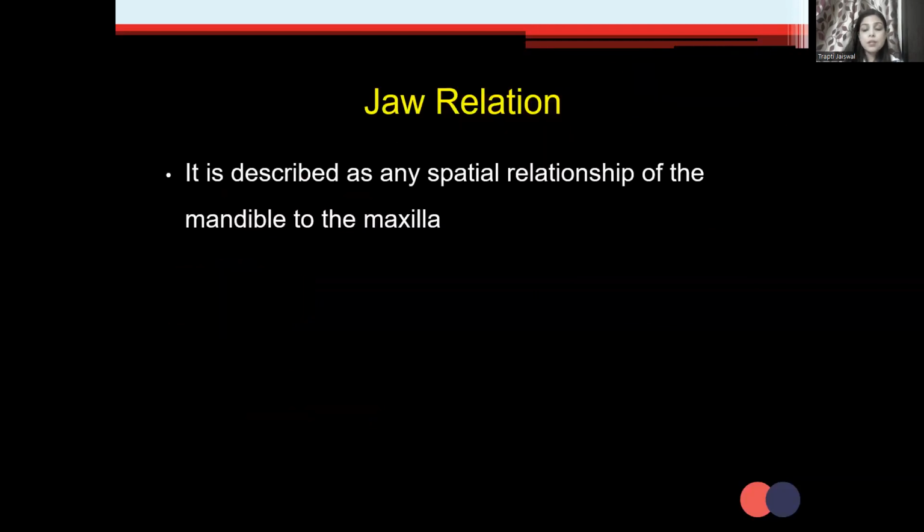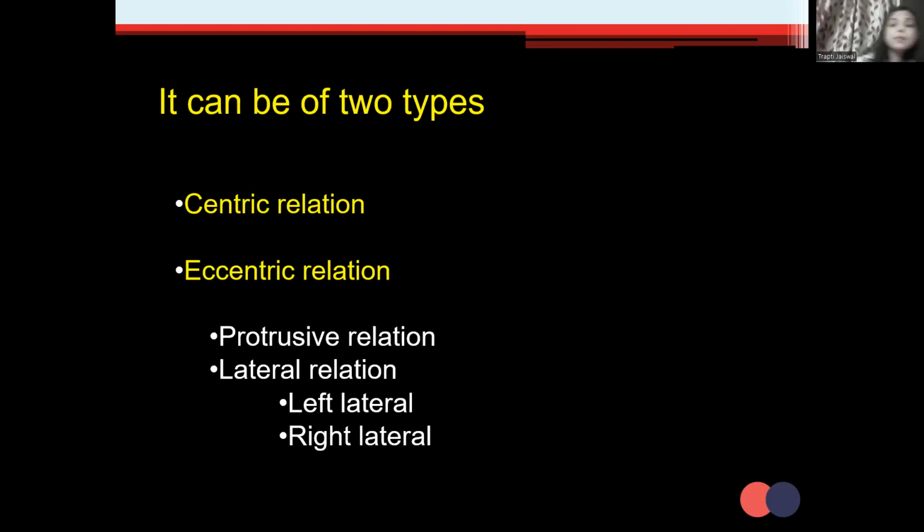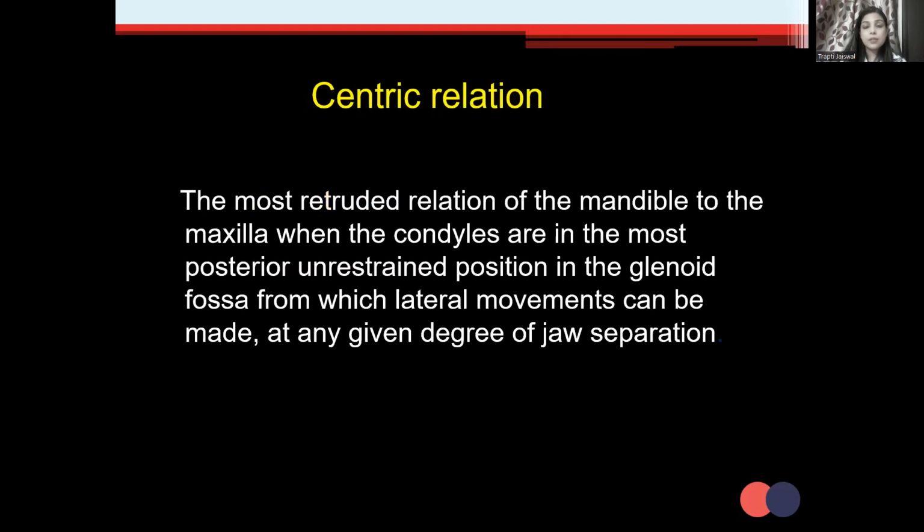What is jaw relation? It is the spatial relationship of the mandible to the maxilla, and horizontal jaw relation is the relationship of the mandible to the maxilla in a horizontal plane, or in an anterior posterior direction. What are the types? Types are the centric and eccentric. Eccentric are protrusive and lateral, which are left lateral and right lateral.